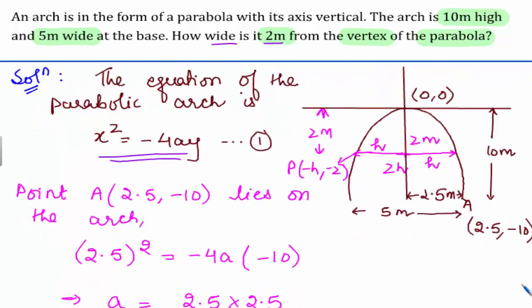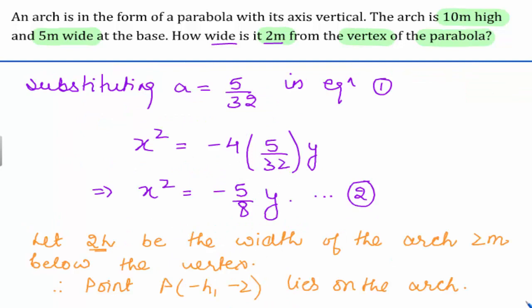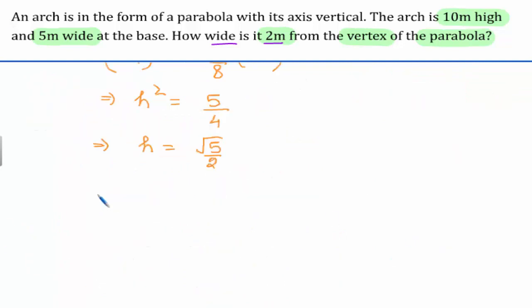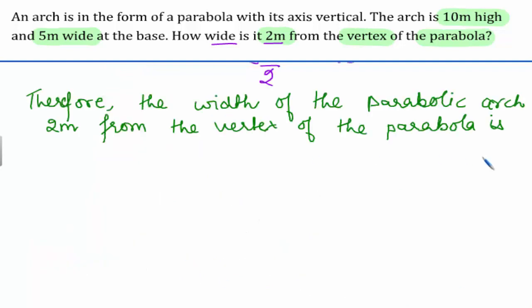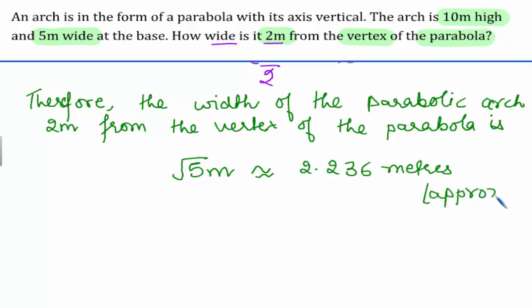Now we have to find 2h, that is the width of the parabolic arch 2 meters from the vertex. Therefore, 2h is equal to 2 into square root of 5 divided by 2, which is equal to square root of 5 meters. Therefore, the width of the parabolic arch 2 meters from the vertex of the parabola is square root of 5 meters, which is approximately equal to 2.236 meters. And this is the approximate value. This completes the solution.